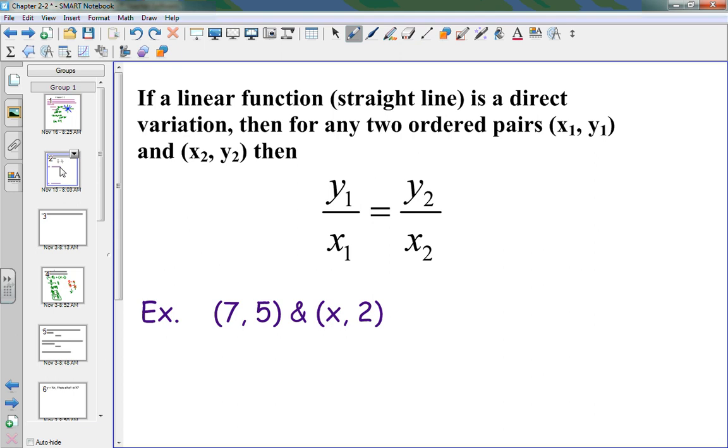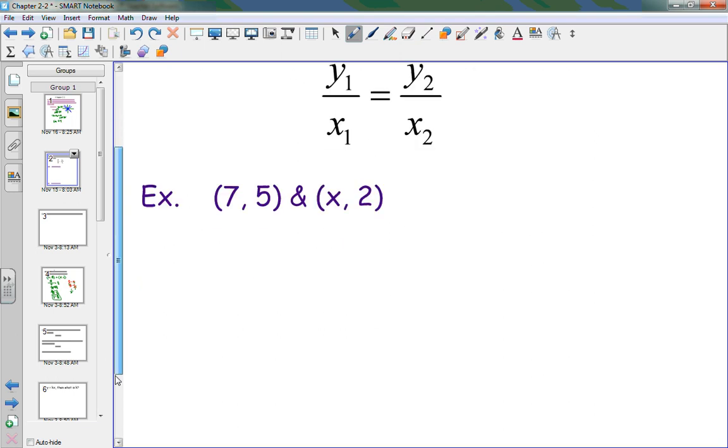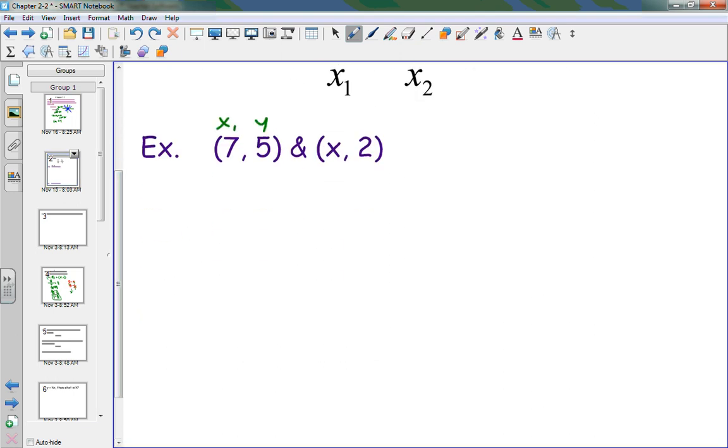Does that make sense? So what we're going to do here is we're going to simply label our points. This is x1, this is y1, this is x2, this is y2. So what do I do here? Plug and chug. y1 over x1 is equal to y2 over x2. When I plug and chug into my formula, we're writing this all down. y1 is going to be 5 over x1, which is 7. y2 is 2 over x2, which is x. Do we all see that?